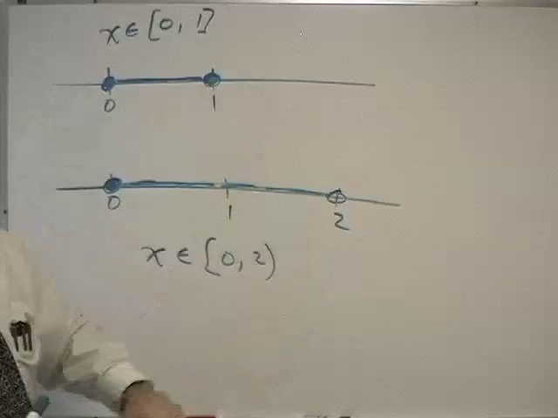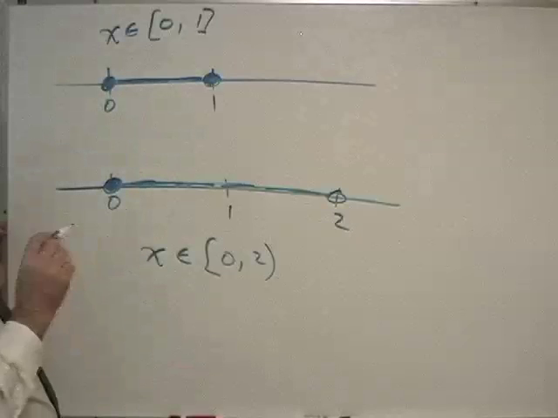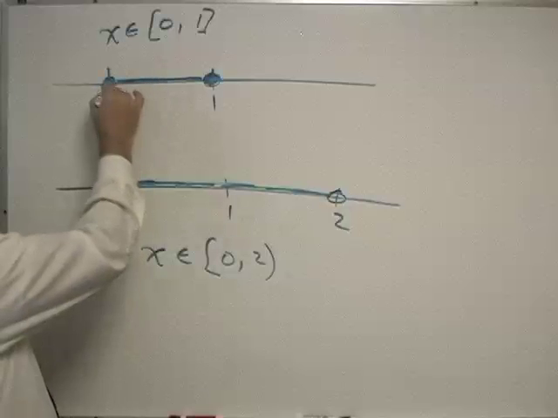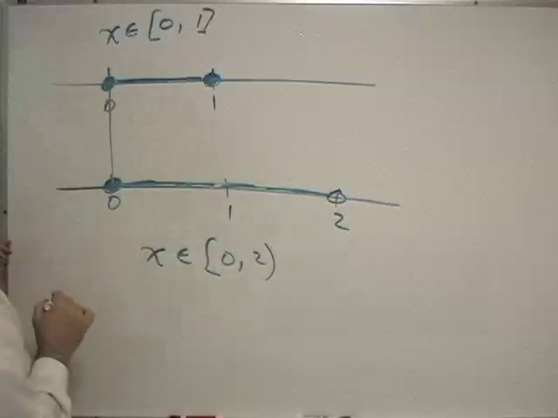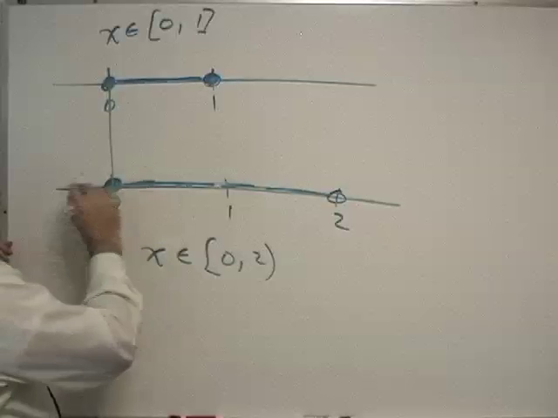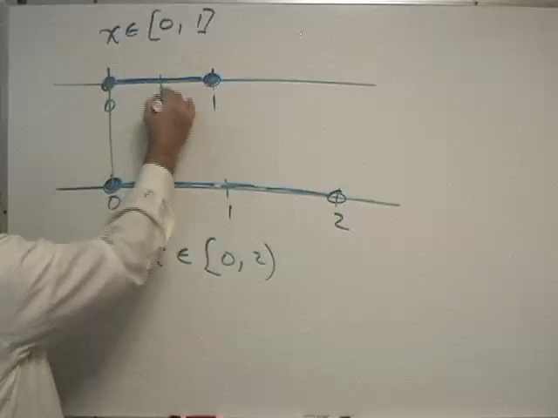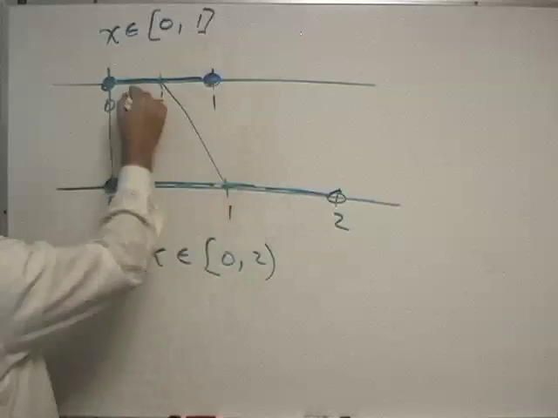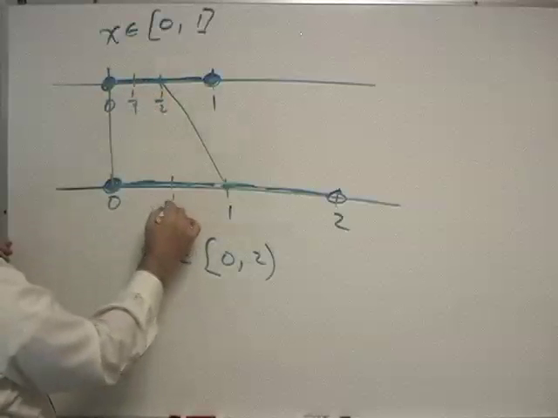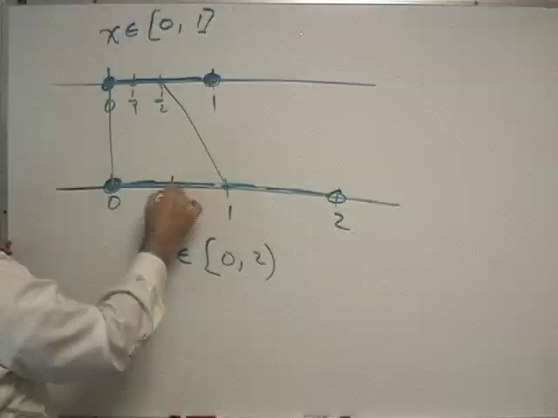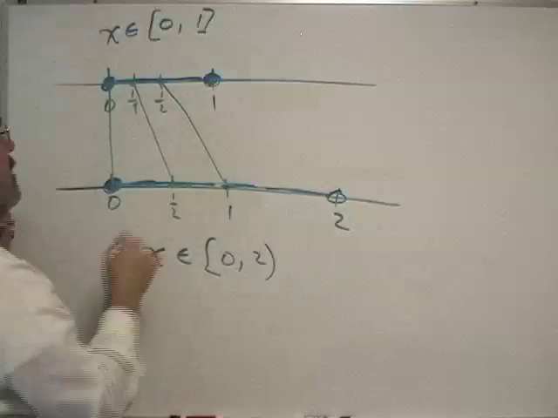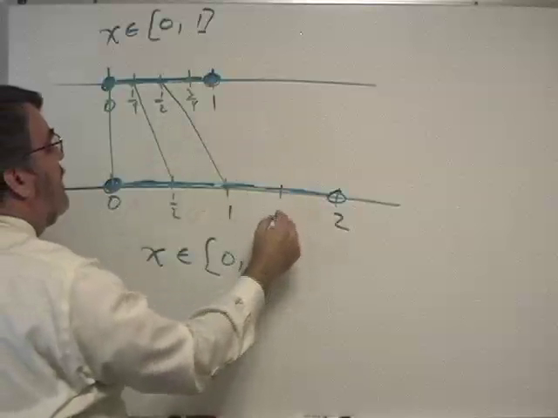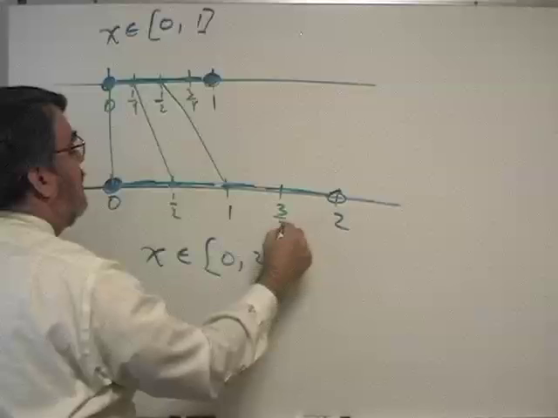But this interval has more numbers. And why is that? Well, it's because of this. If I take this number 0, I'm going to link it with that number 0. Let me take the number 1/2 here and link it to the number 1 here. And I'll take 1/4 and I'll link that to 1/2. So here's the game I'm playing. Here's 3/4. And if I double 3/4, I get 3/2 or 1.5.